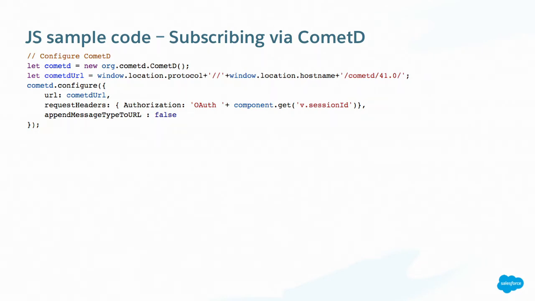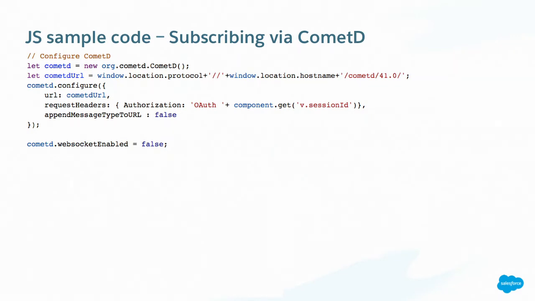So this is important. The platform events are secured by default, so they need to have access to your user session ID, because you'll not be able to receive platform events if you're not authenticated. So generally, that means you need to create some sort of authentication mechanism, like an OAuth connected app, to subscribe to platform events if you're using this outside of the Salesforce platform.